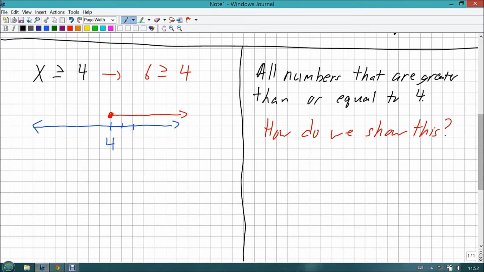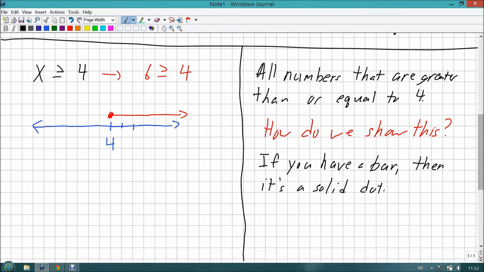So for a rule of thumb here, if you have a bar, then it's a solid dot. And if you don't have a bar, well, let's look at another case.